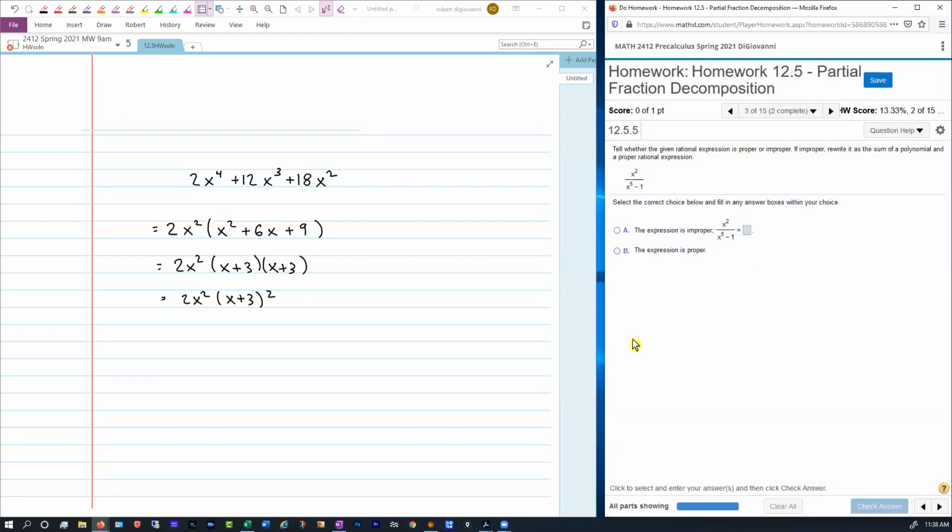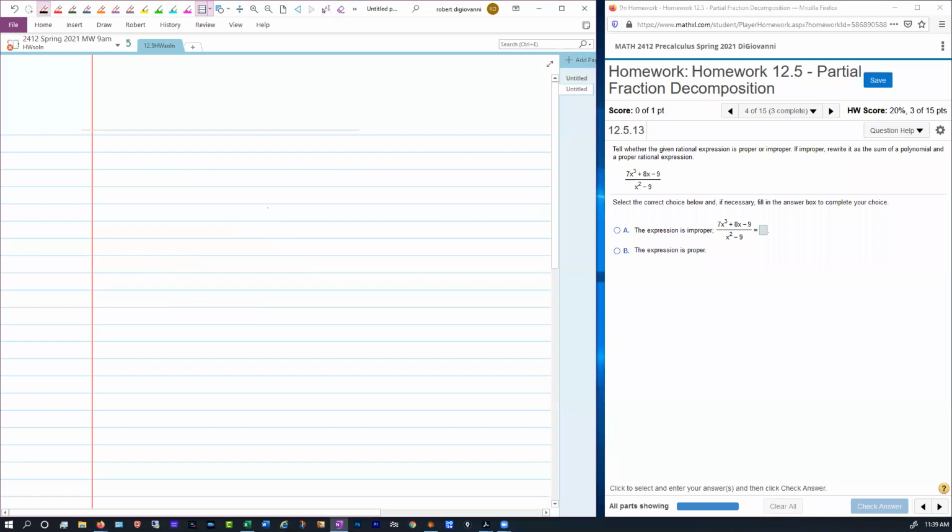Okay. Next one. So is this proper, improper? This is proper because that 2 is smaller than 5, so it is proper. Okay, this one is improper. The degree of the numerator is 3, here is 2. So because this is bigger than this, we actually have to rewrite it. We have to do long division. So I'm going to do long division.